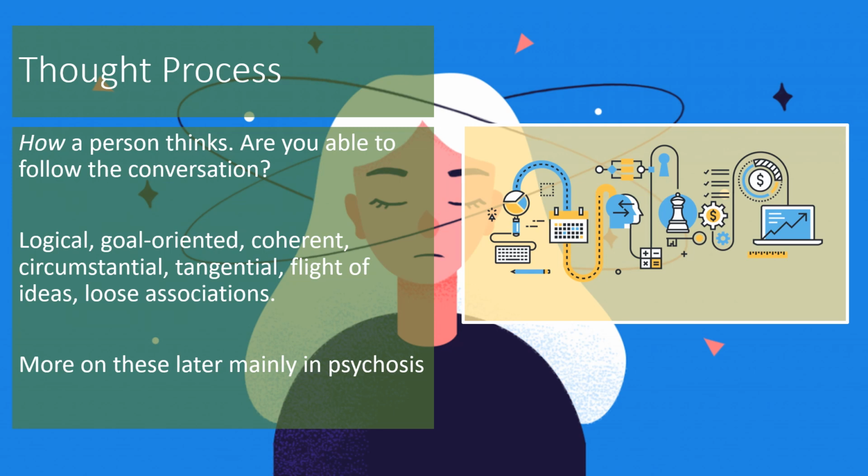So the concepts we use here: is the thought process logical? Is it goal oriented? Is it coherent? The other terms that tend to show some sort of psychopathy are circumstantial, tangential, flight of ideas, loose associations. Again, those are specific things we'll talk about in psychosis, but they all tend to show disordered thought, which is one of the main symptoms of schizophrenia.